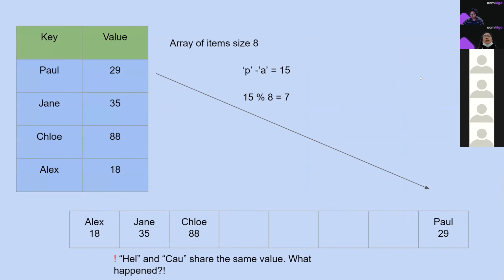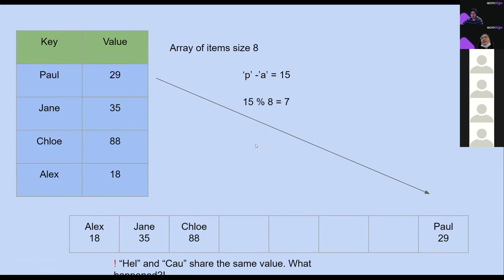So we know that for the hash function, we're using the ASCII values of the key, and we mod it with the size of the array of items to return the index. However, what if two keys share the same values? For example, if we have Hell and Cod that share the same value, what happens? Collision, yes. And what's going to happen with a collision for an array?